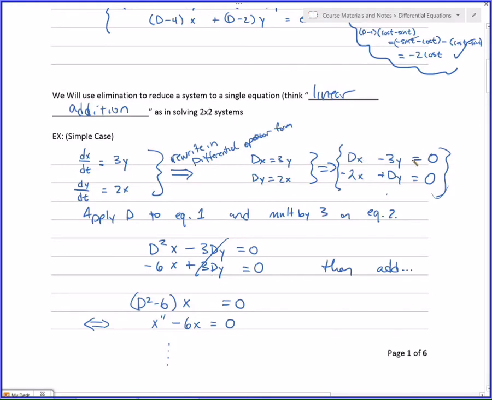But if I apply D to the first equation, I'm going to have a D squared x minus 3 Dy, and then the derivative of 0 is 0. On the second equation, I'm multiplying by 3, so I have a minus 6x plus 3 Dy equals 0. Okay, so the result of adding those together now gives me D squared x minus 6x, which I could then rewrite as a differential equation. Now, it's homogeneous with only one unknown.